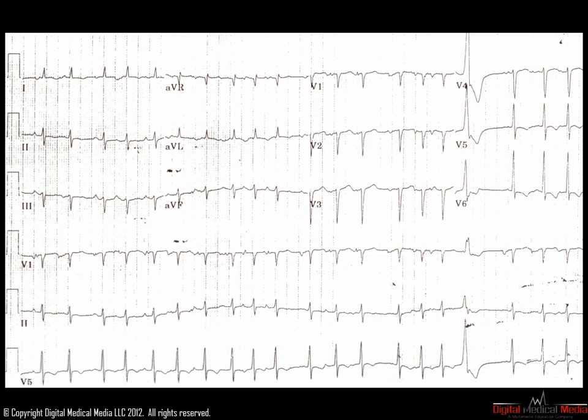The classic definition of multifocal atrial tachycardia requires the presence of at least 3 separate and distinct P waves within a 6-second interval. Tachycardia, of course, requires that the heart rate be greater than 100 beats per minute. In this tracing, we can see that there are indeed multiple different P waves present. This rhythm is typical and classic multifocal atrial tachycardia.